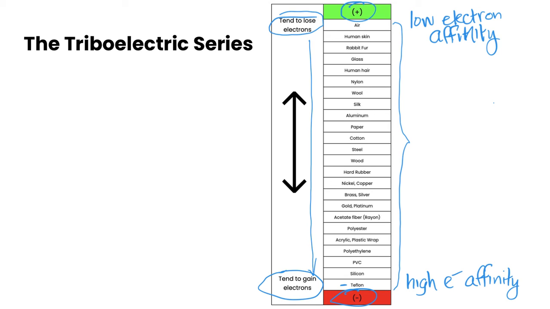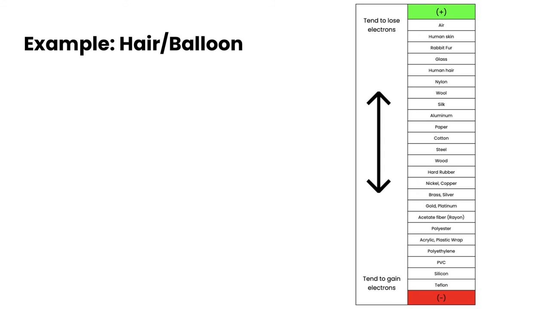So for example, we could just take aluminum and we could take polyester. And if we were to rub those two objects together, the aluminum would take the positive charge and polyester would take the negative charge. So if we go back to our example of rubbing a balloon on our hair, we can now determine what charge is going to be what.